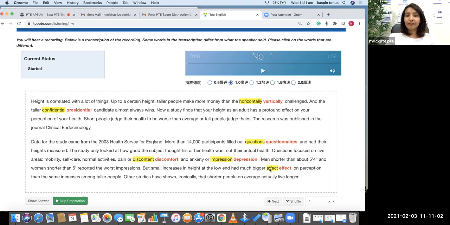Now, what will happen if you mark an extra word? There is negative marking. So let's say you clicked on the survey unnecessarily. Now, how many points will I get? I got 6 correct and 1 wrong. So I'll be getting 6 minus 1, 5 points out of 6 because of this negative marking here.